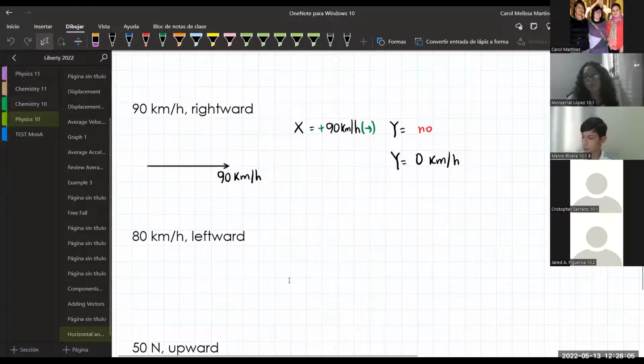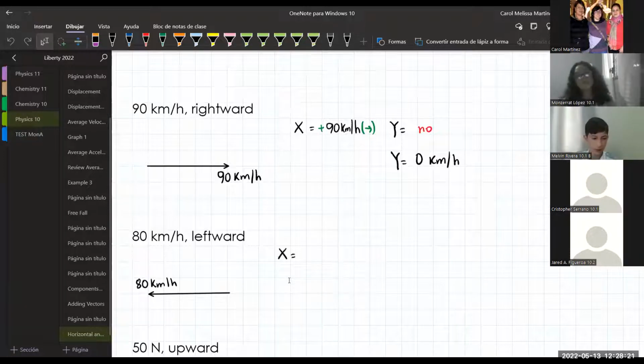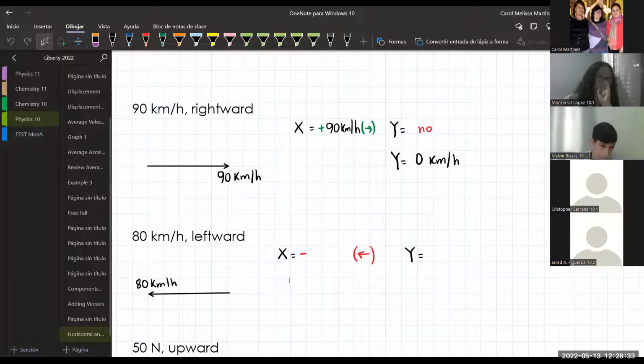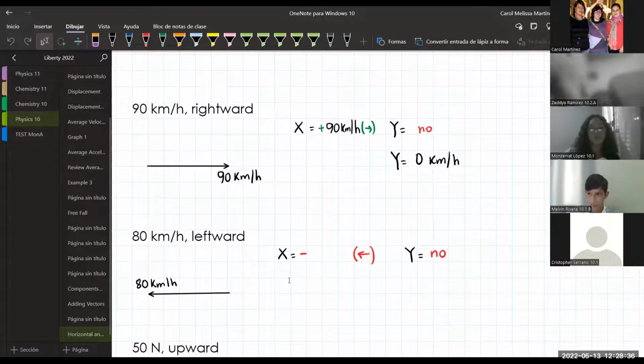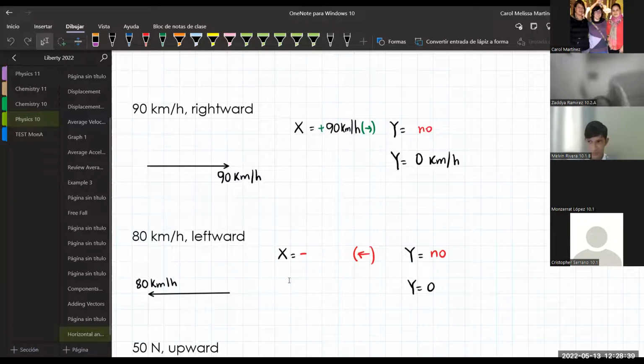Then let's see this one. It says 80 kilometers per hour leftward. Leftward indicates that it's coming to the left, okay? And that this vector measures 80 kilometers per hour. So, in x, it's moving left, so it's going to be a negative answer. And is it moving in y? Yes or no? No. Therefore, because it's not moving in y, it's going to be 0 kilometers per hour. But in x, it's going to be the entire vector, minus 80 kilometers per hour. It is minus 80 because it's going left.